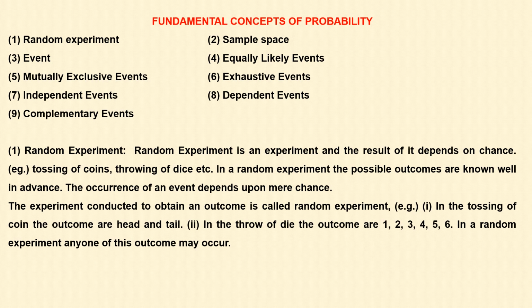Example, in the tossing of coin, the outcomes are head and tail. In the throw of die, the outcomes are 1, 2, 3, 4, 5, 6. In a random experiment, any one of the outcomes may occur.